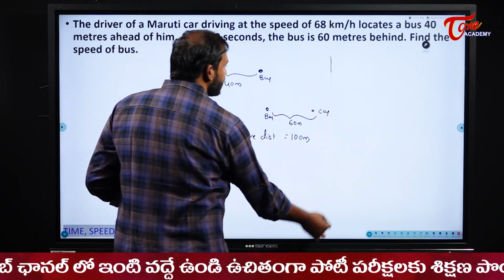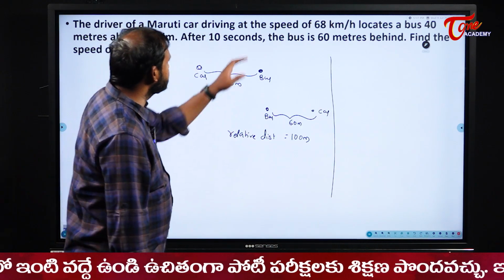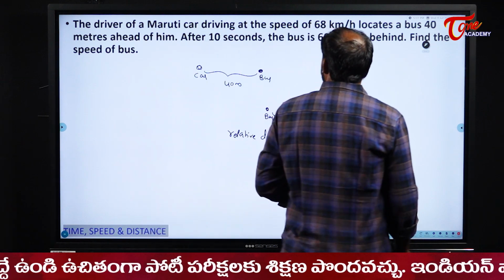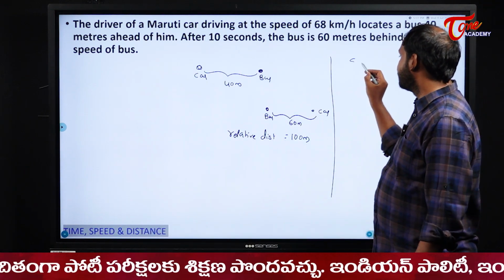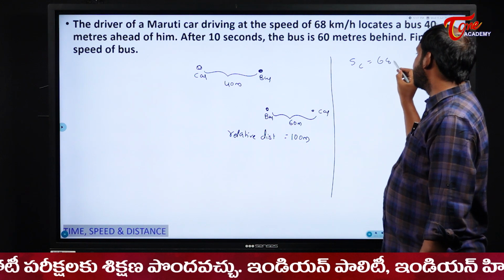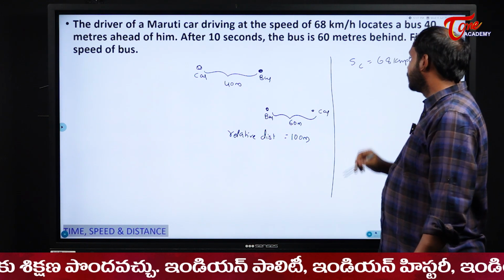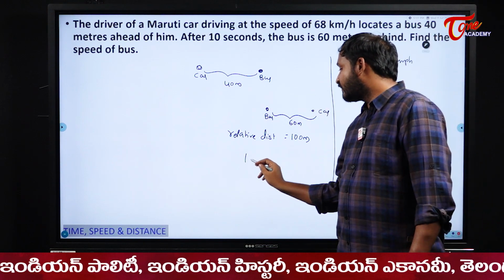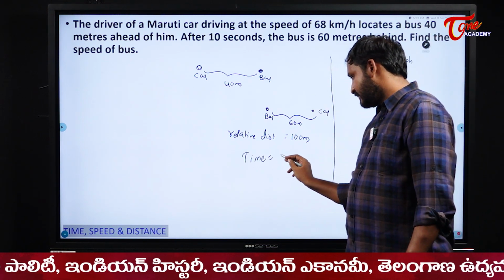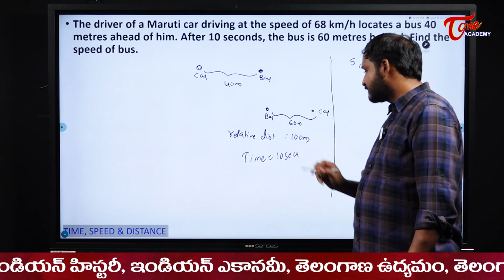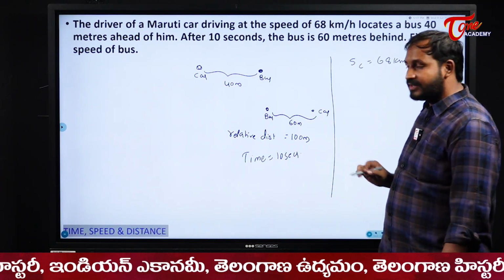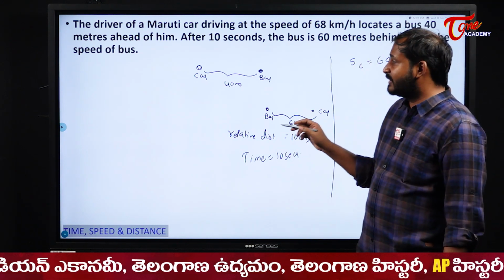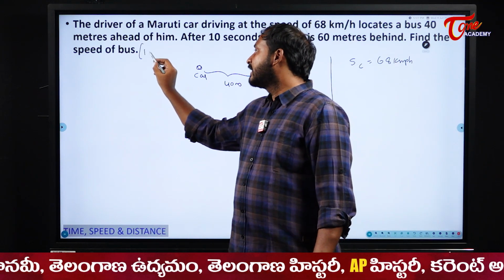Now please find the speed of the bus. Here the units play an important role, students. Please observe, the speed of the car they have given is what? 68 kmph. And the distance is in what? Meters. And the time is what? 10 seconds. So meters and seconds, and this one is in kmph. And obviously the speed of the bus also will be given in kmph only.